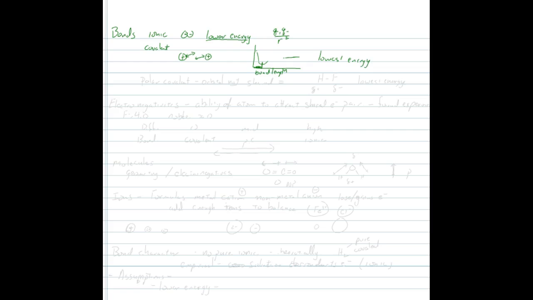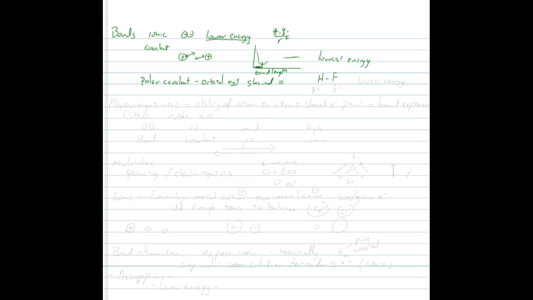And then the last quick overview, polar covalent. Polar covalent is where the electron cloud is not shared equally. The electron orbitals are not shared equally. One atom pulls the electron cloud closer to it than the other.